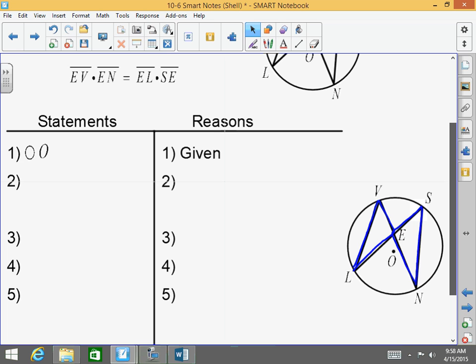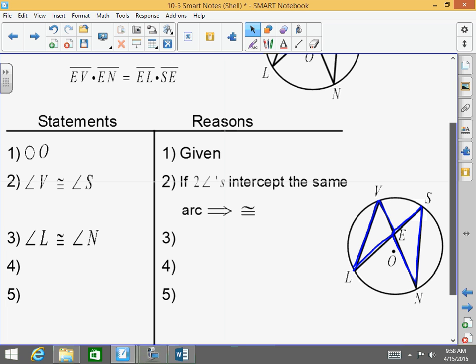However, what can you tell right off the bat? Yes, sir, my brother. Very good. And what other angles are congruent? I'm very proud of you, son. Angle V is congruent to angle S, and angle L is congruent to angle N. Why? Because if two angles intercept the same arc, then they are congruent.